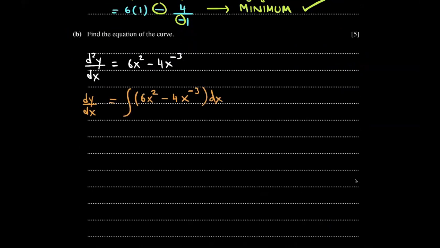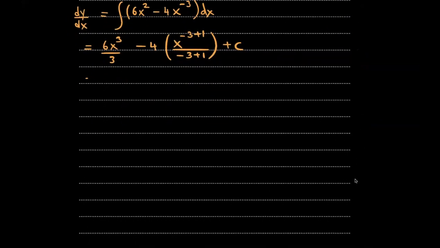This is 6x cubed divided by 3, minus 4 as it is, x raised to the power of negative 3 plus 1 divided by negative 3 plus 1, plus a constant of integration c. Let's first simplify. This is 2x cubed. Minus 3 plus 1 is negative 2, and this is negative 4 over here. So after division, this becomes positive 2. And this is 1 over x squared plus c, and this is dy by dx.